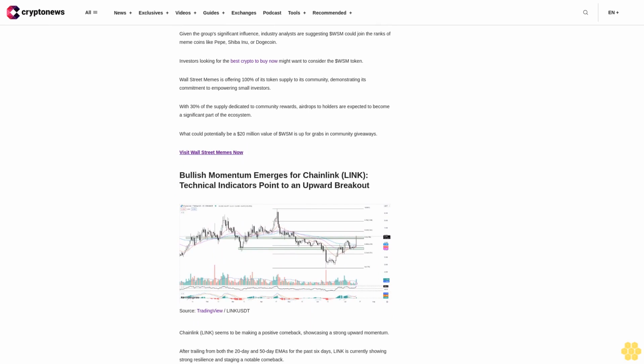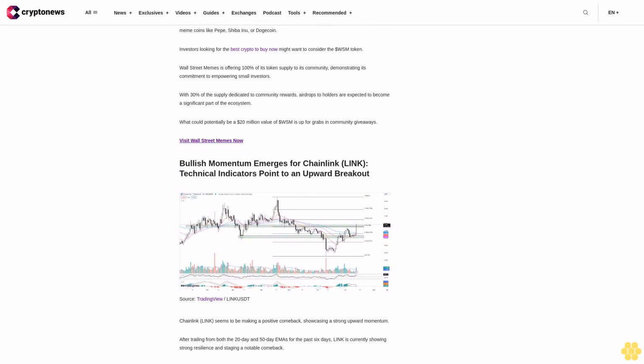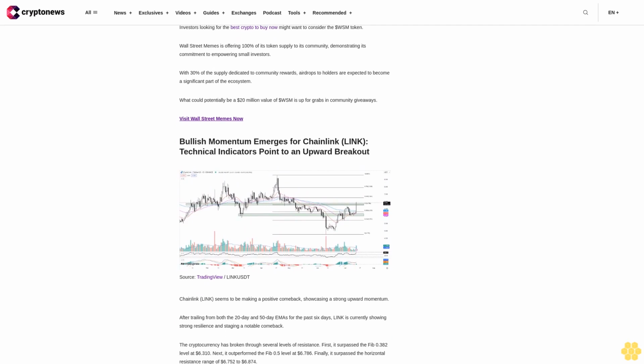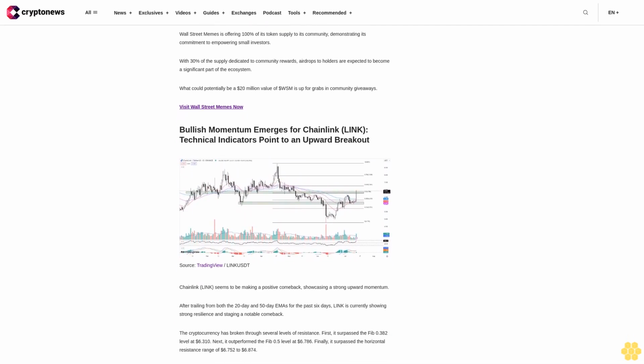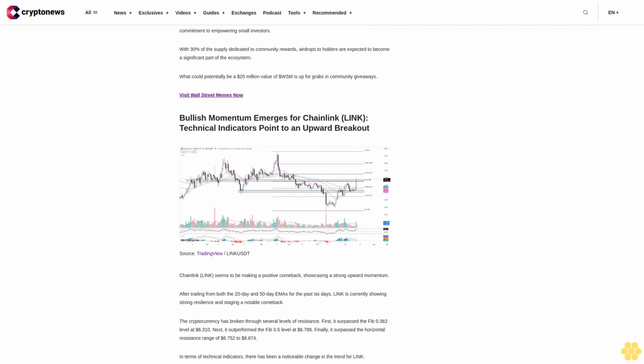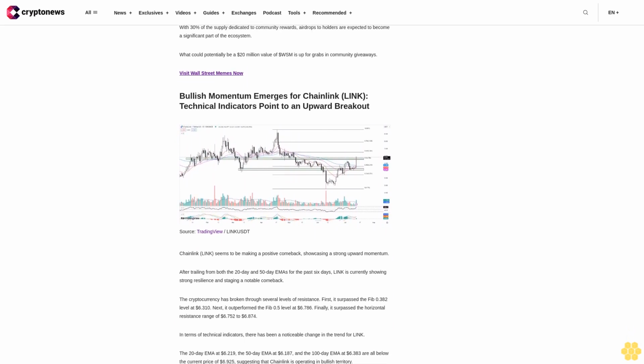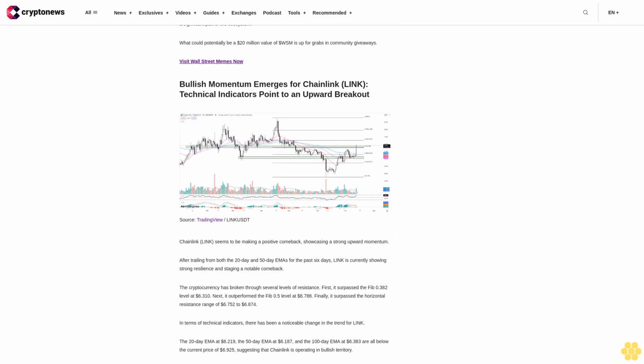Bullish momentum emerges for Chainlink, LINK. Technical indicators point to an upward breakout. Chainlink, LINK, seems to be making a positive comeback, showcasing a strong upward momentum. After trailing from both the 20-day and 50-day EMAs for the past 6 days, LINK is currently showing strong resilience and staging a notable comeback.